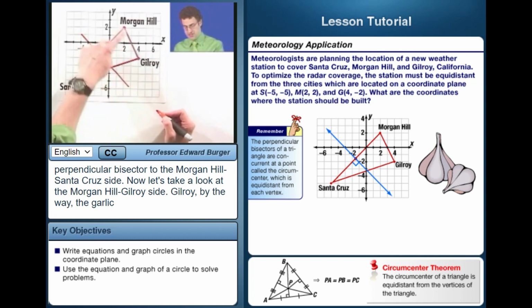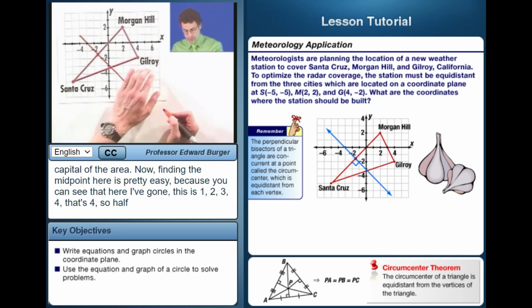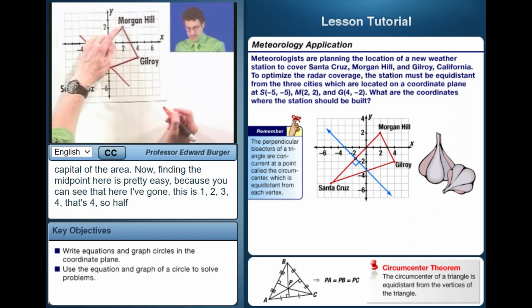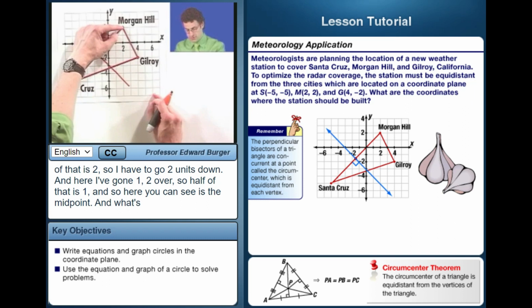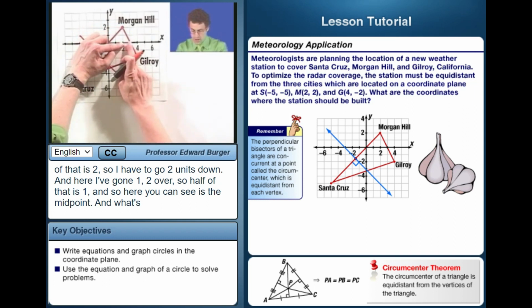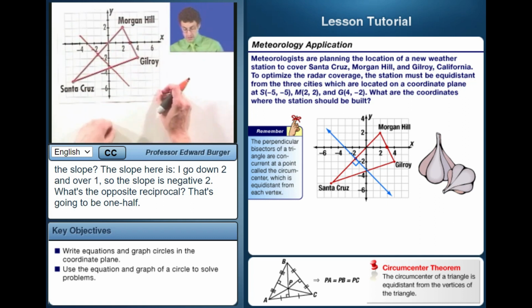Now let's take a look at this edge here, the Morgan Hill, Gilroy side. Gilroy, by the way, the garlic capital of the area. Finding the midpoint here is actually pretty easy. Here I've gone 1, 2, 3, 4. That's 4, so half of that is 2, so I go 2 units down. And here I've gone 2 over, so halfway is 1. So right here is the midpoint. What's the slope? The slope here is I go down 2 and over 1, so the slope is -2. The opposite reciprocal is going to be 1/2.